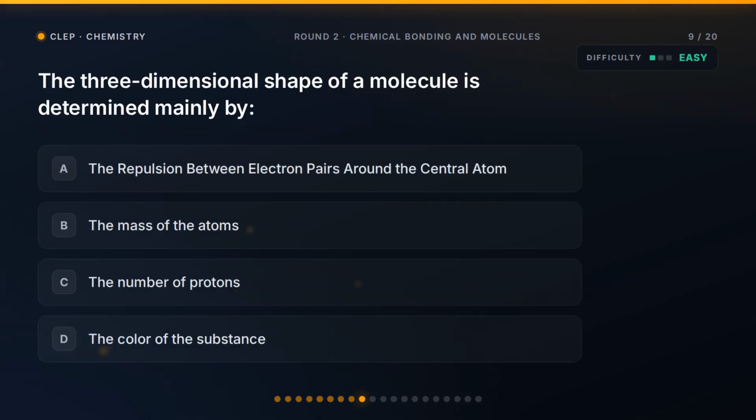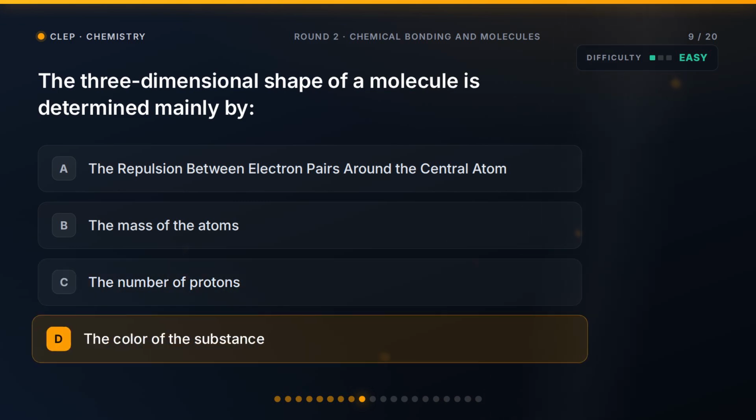Question 9. The three-dimensional shape of a molecule is determined mainly by A. The repulsion between electron pairs around the central atom. B. The mass of the atoms. C. The number of protons. D. The color of the substance.